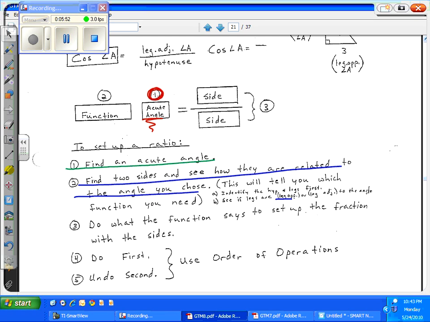If you're using leg opposite, leg adjacent, then your function would be tangent. So you find the angle, you see how the sides are related to the angle. When you get how the sides are related to the angle, that's going to tell you which function to use, and then the function is going to tell you how to set it up. If your function is tangent, tangent says leg opposite goes on top and leg adjacent goes on bottom. Okay? So we'll put the angle down first, we'll put the function down second, and we'll put the sides down third. Okay? So let's look at this again.